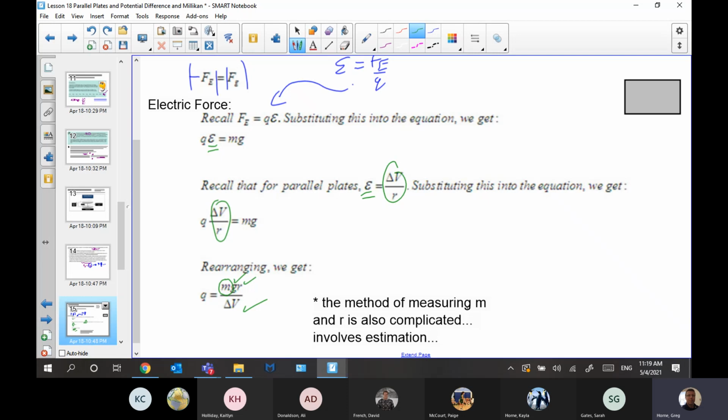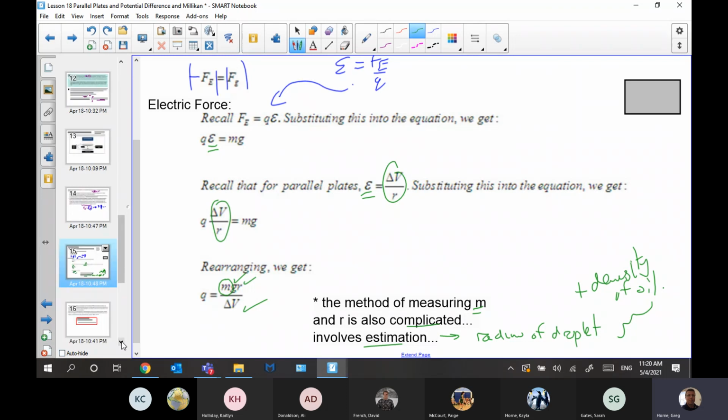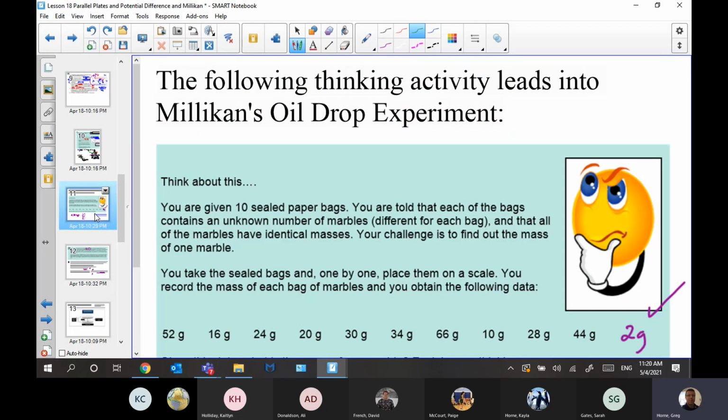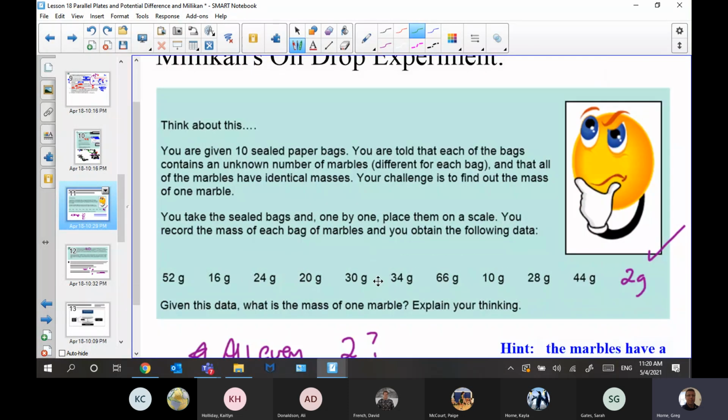So the mass is the part where I'm flubbing a little bit, and it's complicated and annoying, and it involves estimation. It's an estimation of the radius of the droplet. You end up using the density of the oil. And so basically you estimate the mass of that oil droplet, and as a result get an estimate for the charge of the droplet. And that's where you end up with a bunch of numbers, a bunch of multiples of the actual charge on the electron.